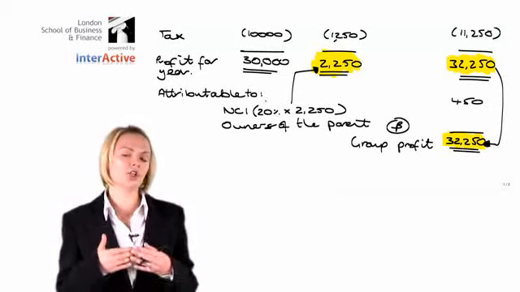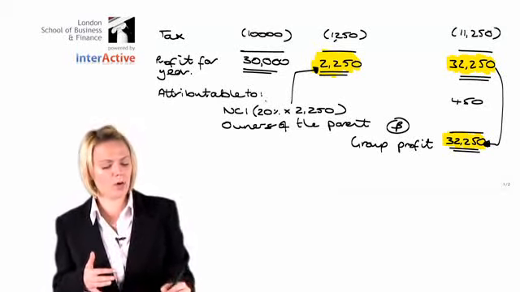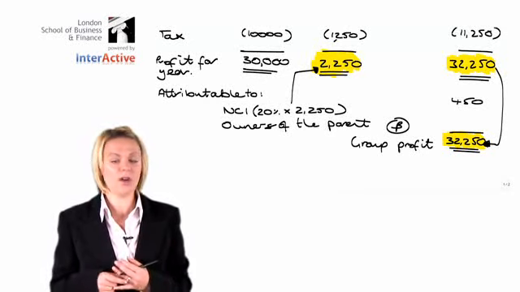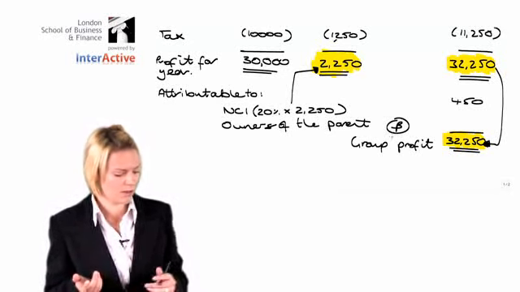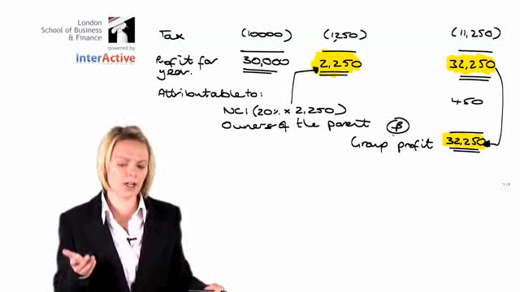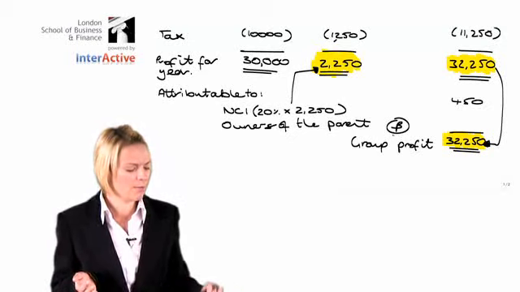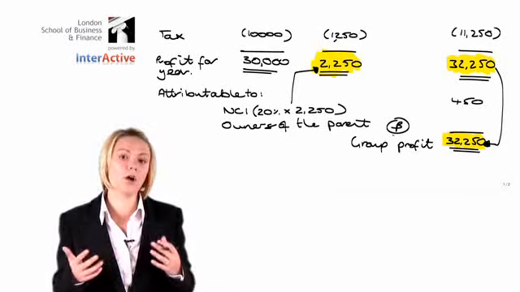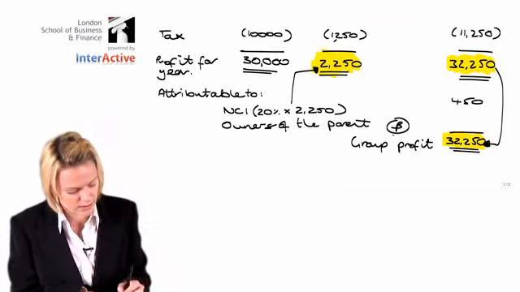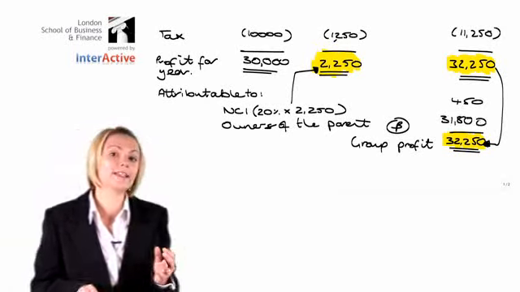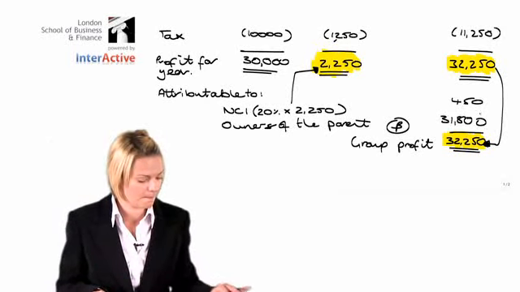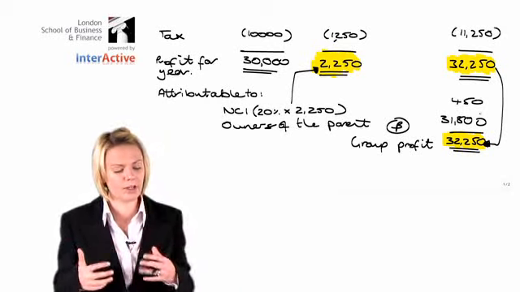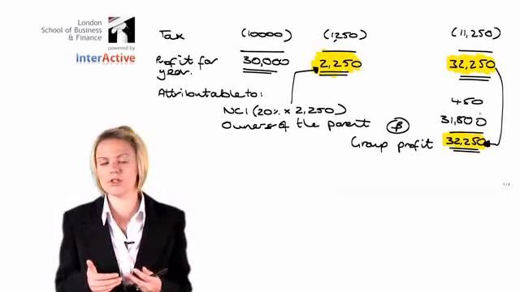So, of that 2,250, the NCI will get the 20%. And then the owners of the parent, the shareholders of the parent, will get all of the parent's profit plus 80% of the subsidiary's profit, or the balancing figure. So if you take the group profit of 32,250 and minus 450, the profit that we're going to give to the NCI, the owners of the parent then must get the other 31,800. And that would be the balancing figure. And there you have it. A group statement of comprehensive income done.